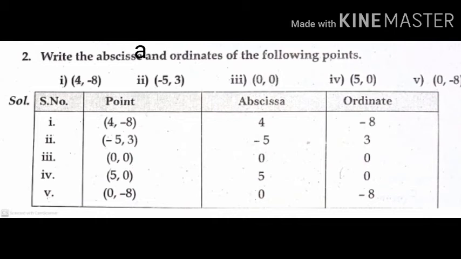From this question onwards, we understood that in a point, the first number indicates the x coordinate. The x coordinate is called abscissa. And the second number belongs to the y coordinate. The y coordinate is called ordinate.